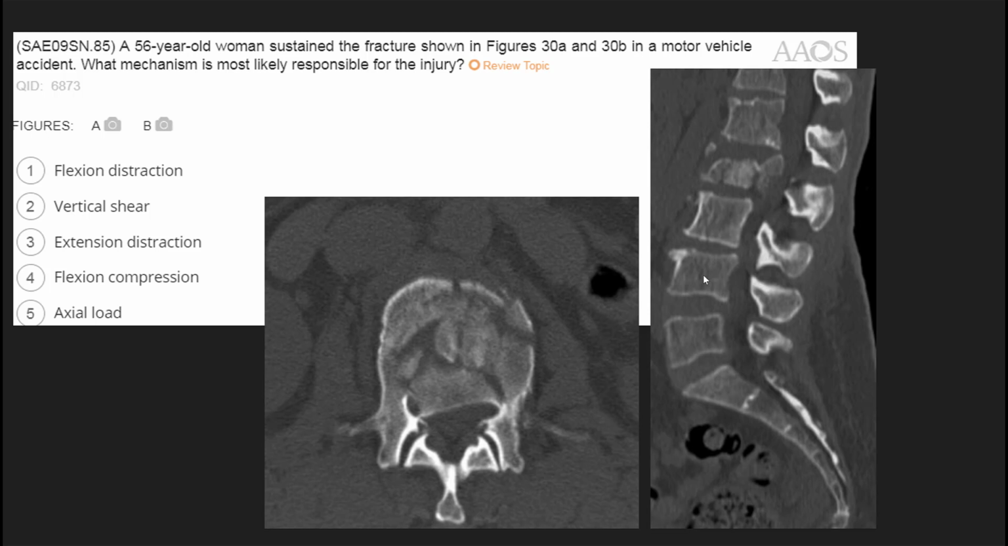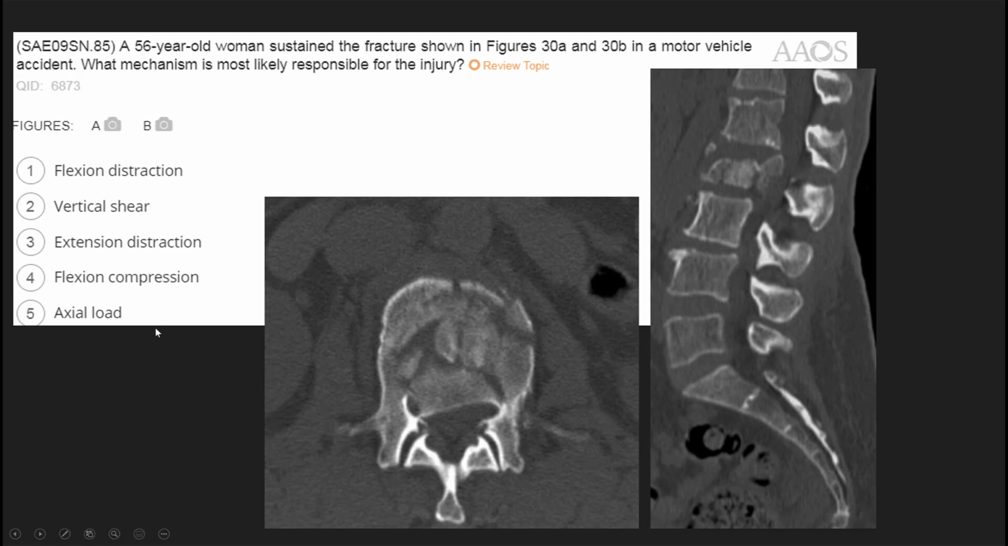Okay. So for this first patient, it's a 56-year-old woman. She sustained the fracture shown in the imaging, and she was in a motor vehicle accident. So this question is asking, what's the mechanism that's most likely responsible for this injury?